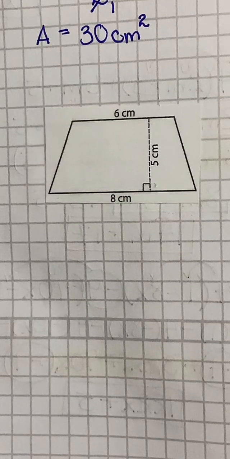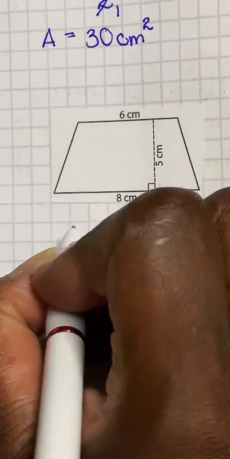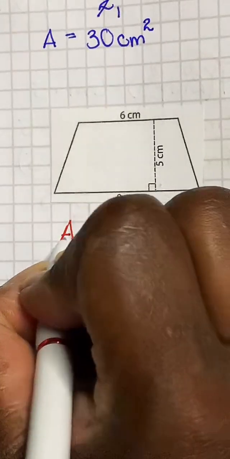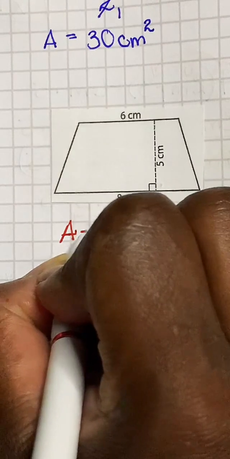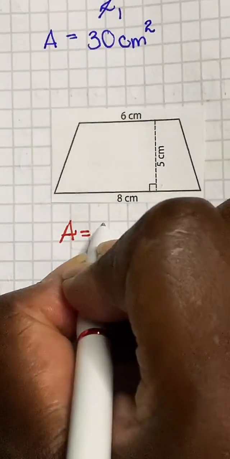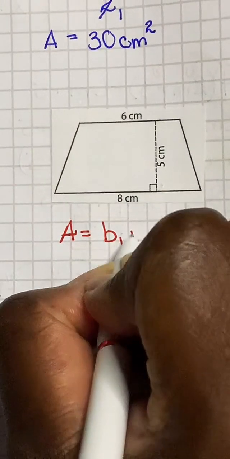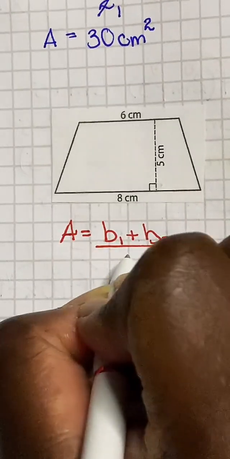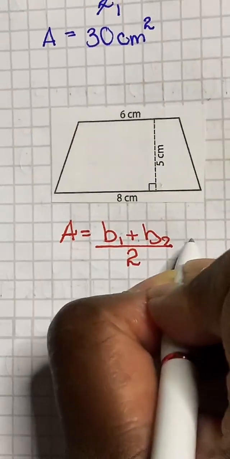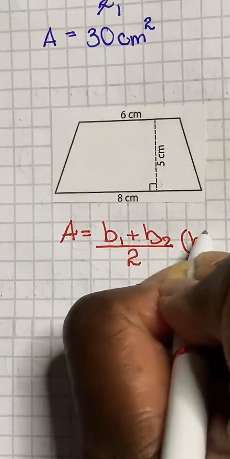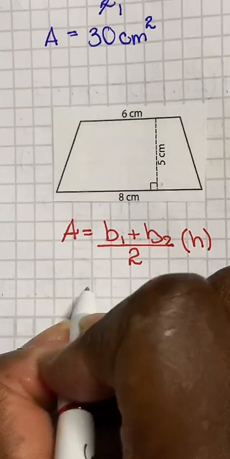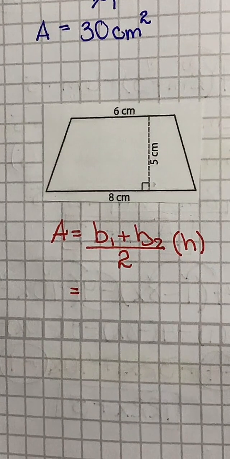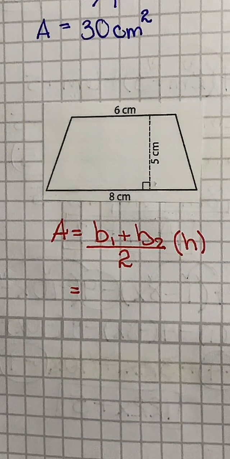All right, so again, we're just finding area. I don't think I can do that funky A anymore, but we'll do it this way. So it gives me the sum of my bases divided by 2 times the H. Okay. What are my bases? Let's fill it in.